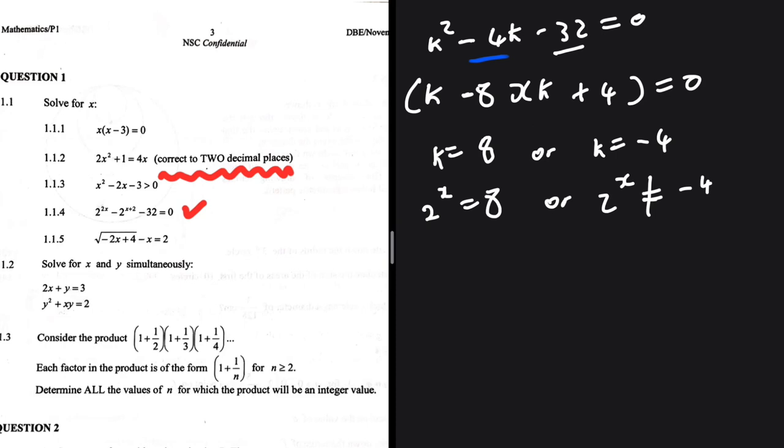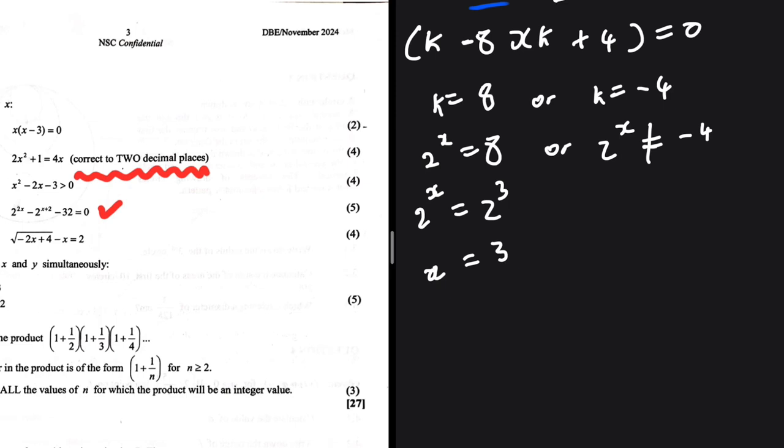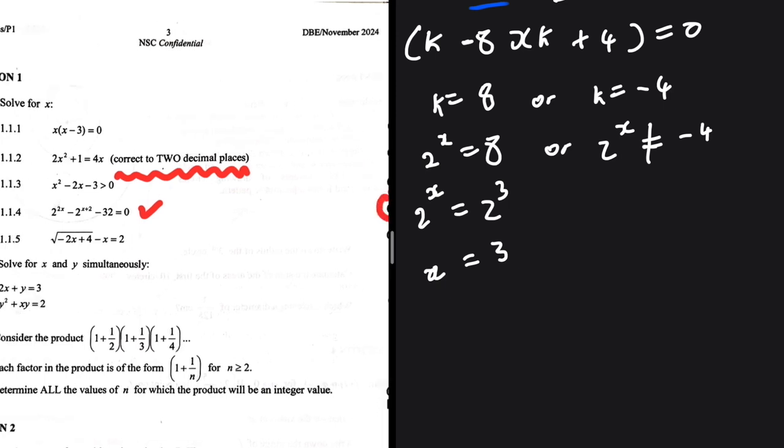Now let's focus on 2 to the power x being equal to 8. We write 8 with a base of 2. That is 2 to the power 2 is 4, so 3 is 8. So x is equal to 3. That is 1.1.4. Quite simple. It's not too bad. This is easy, right? 5 easy marks.